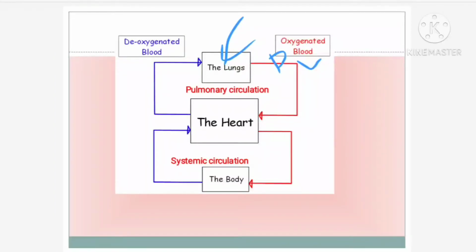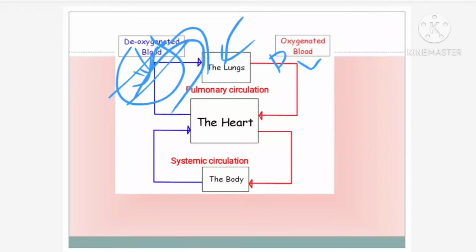So, the pulmonary vein capillaries present in the alveoli are taking the oxygen, and the oxygenated blood is carried by the pulmonary vein and reaches the heart. Which part of the heart will it be reaching? It will be reaching the left part of our heart. Okay. So, that is one thing which you have to note.